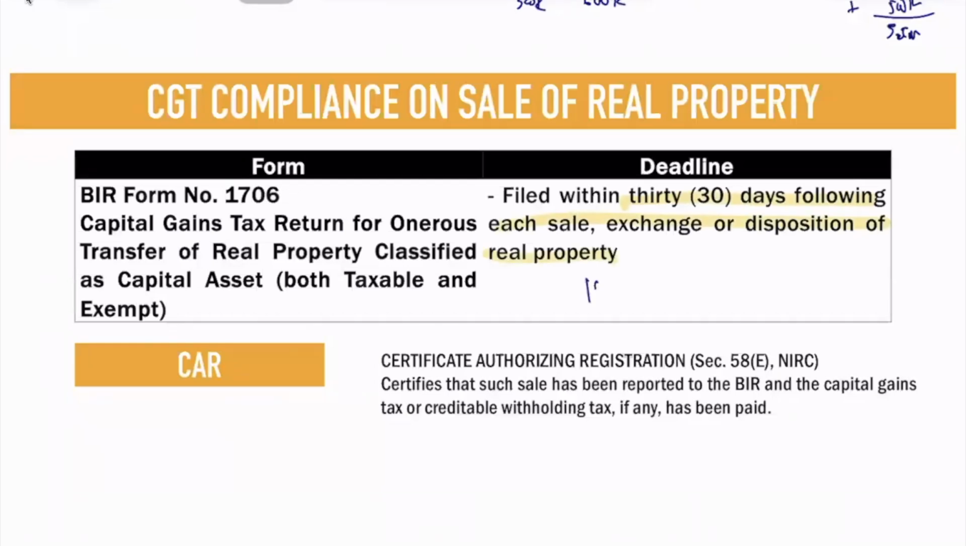But what if it is an installment sale again? 30 days after the collection. So for example, we collected a portion, then we will only pay 30 days after that collection. And how can we say that we are compliant with the taxes on the sale of real property? We have this so-called CAR. What is that CAR? That is your certificate authorizing registration. So it certifies that such sale has been reported to the BIR, and the capital gains tax or creditable withholding tax, if any, has been paid.